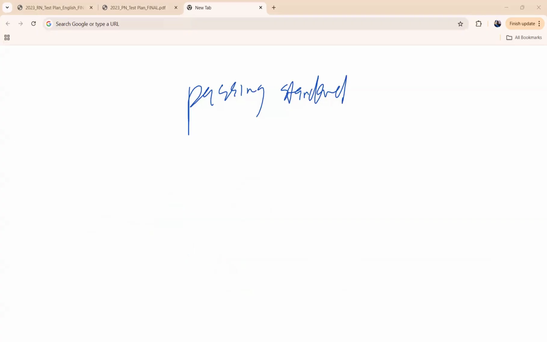Now, when students fail the NCLEX exam, right, you are going to get what we call a candidate performance report, right? A lot of students will say test report, or a lot of students will say CPR, candidate performance report, right? So this candidate performance report will tell you where you are above the passing standard, where you are near the passing standard, and where you are below the passing standard.